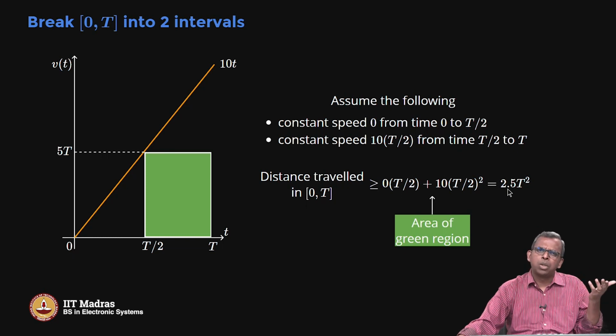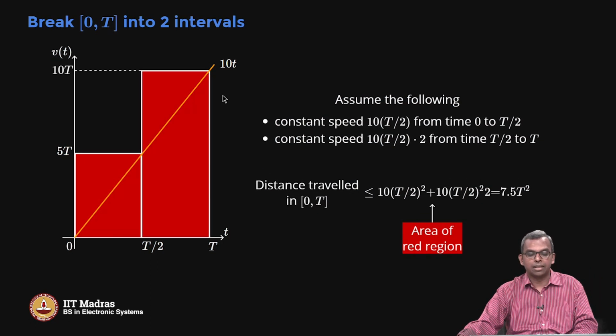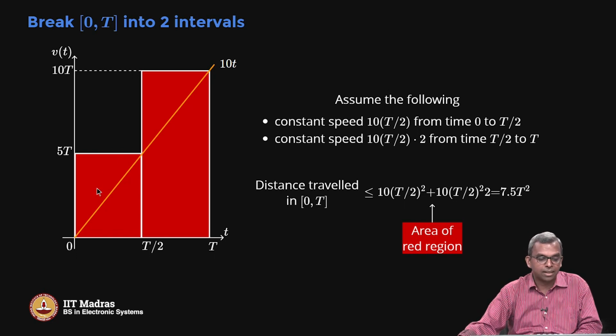Can I get an upper bound? How do I get the upper bound? If I break it into two intervals, now I have to assume for 0 to t by 2, the speed is 5t. If I do that, I will get an upper bound. And from t by 2 to t, I have to assume the speed is 10t. How does that look? That looks something like this. To get the upper bound, I am going to assume these red areas here. From 0 to t by 2, I will assume a speed of 5t, 10 times t by 2. And from t by 2 to t, I will assume a speed of 10t. Is that okay?